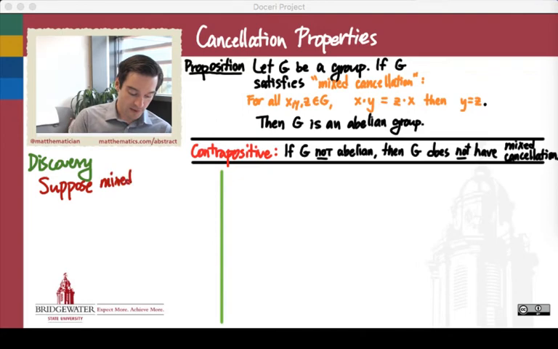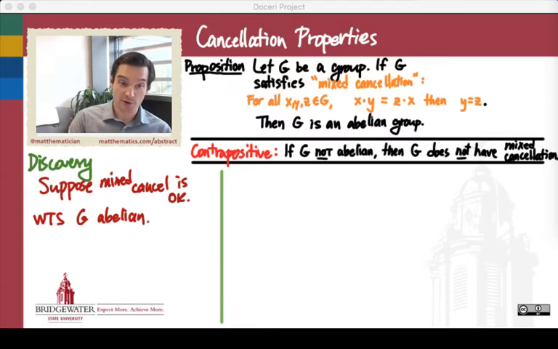Suppose mixed cancel is okay. So suppose that I can cancel these common factors on both sides of the equation. Then I'm going to want to show G is abelian. That's the conclusion we want to draw.